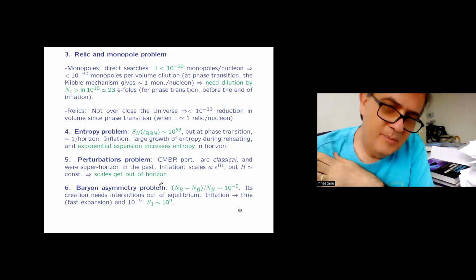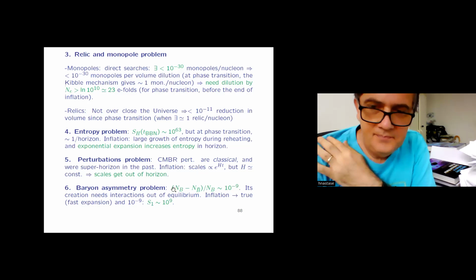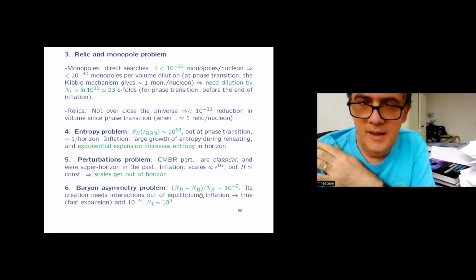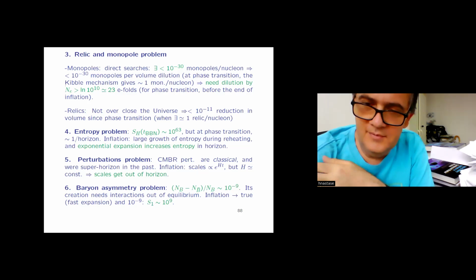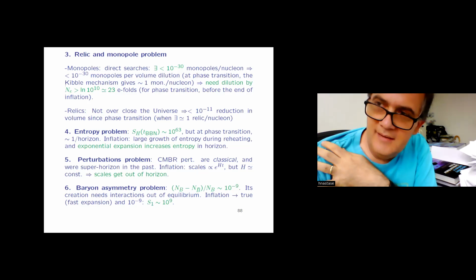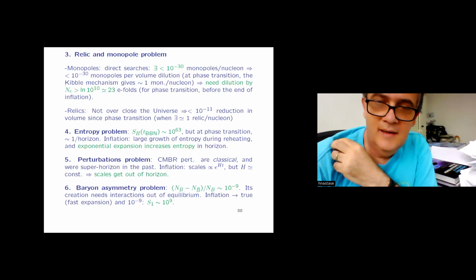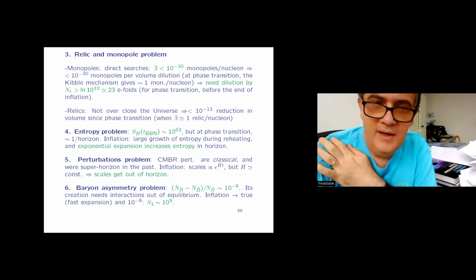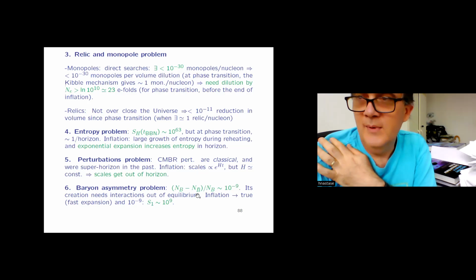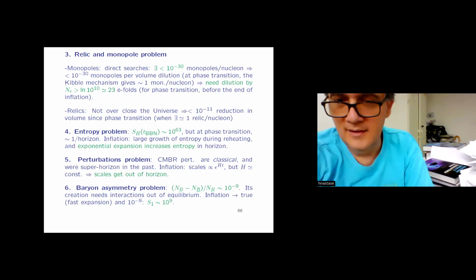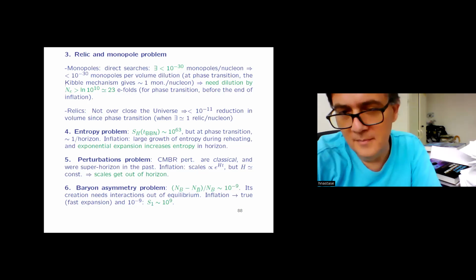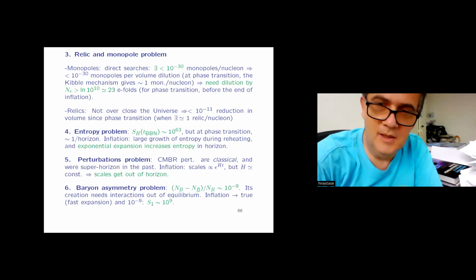There's also the baryon asymmetry problem, but inflation doesn't help too much with it. The baryon asymmetry is that the relative difference between baryons and anti-baryons is 10 to the minus 9 in the universe. And in order to create baryon asymmetry, you need interactions out of equilibrium. Inflation helps in the sense that it's an extremely fast expansion, and so it's much out of equilibrium, but it doesn't tell you much more than that.